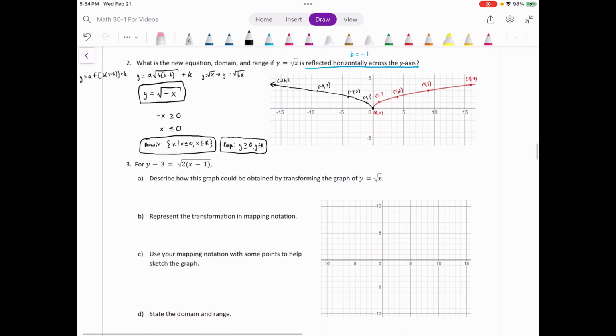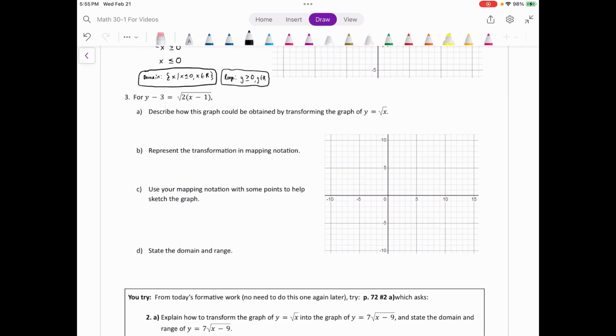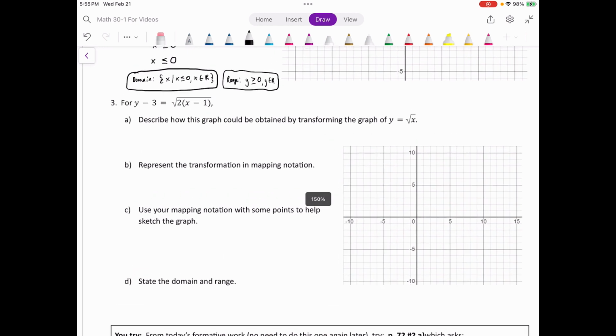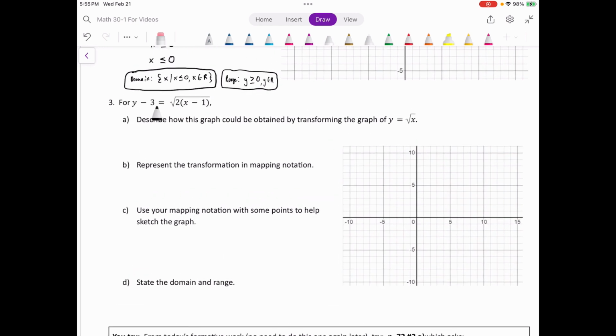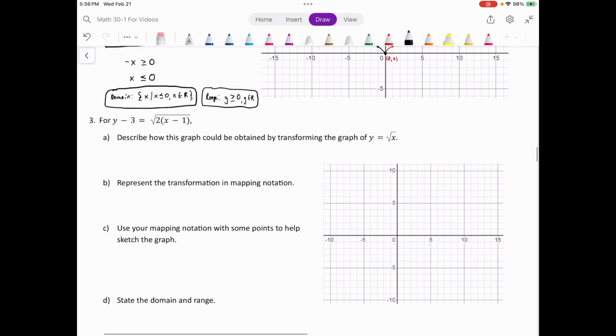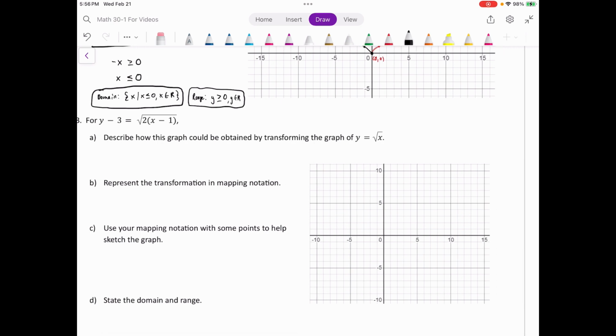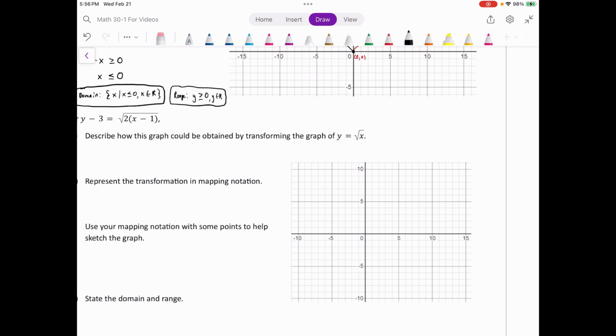All right. Now in number 3 here, they're giving us the equation. So for y minus 3 equals root 2x minus 1, they want to know, describe how this graph could be obtained by transforming the graph of y equals root x. Like we learned in Unit 1, it's really nice to just figure out, okay, what are A, B, H, and K? Because those tell you the vertical stretch or reflection, the horizontal stretch or reflection, the horizontal translation, the vertical translation, right? So let's just think about this.